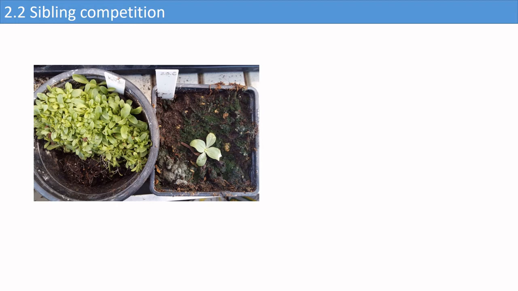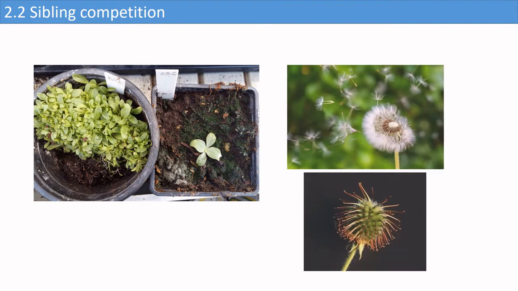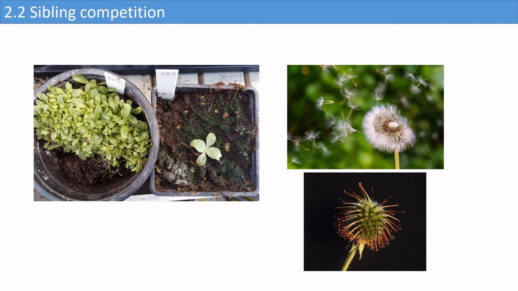And it has been argued that sibling competition is what drives the evolution, for instance, of dispersal strategies. Because if all the seeds of a plant fall exactly at the feet of the plant, they will compete with each other for resources. They will also compete with their mother plant for the resources, which is not ideal. So instead, some plants have evolved these dispersal strategies that allow for the seeds to be sent as far away as possible in order for them to avoid sibling competition.